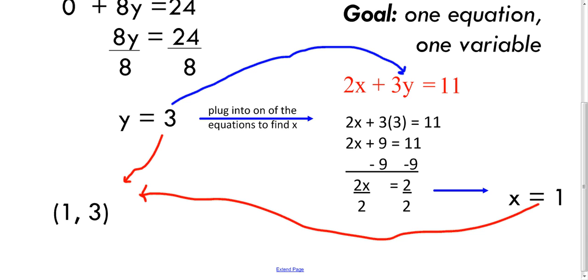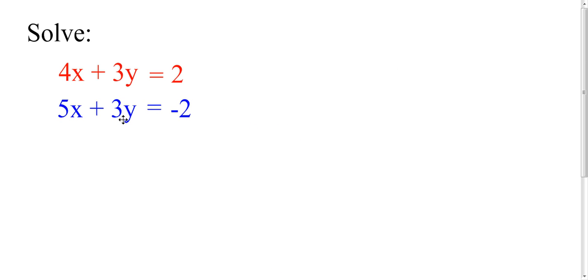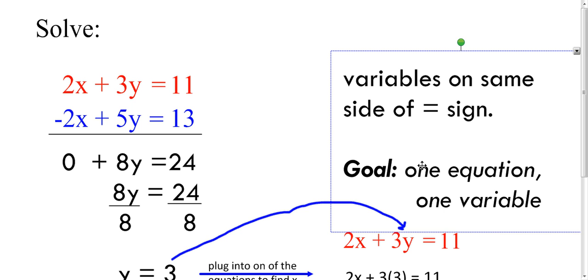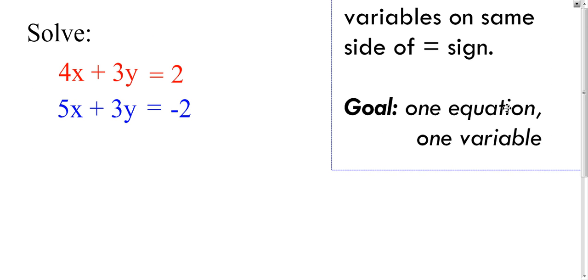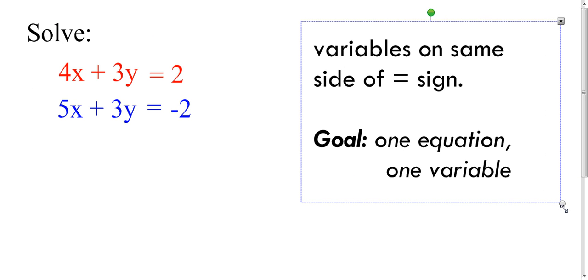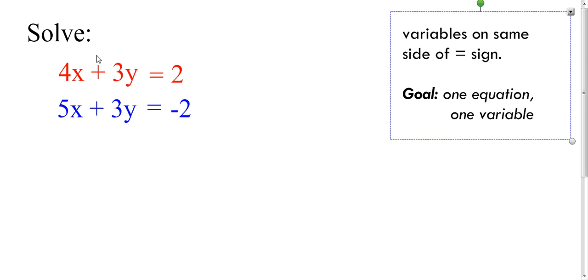Okay? Now what happens if you've got your two equations? They're looking very lovely. They look like they could even go together. Now here we have opposites now, but again, remember, back over here, our goal, let's keep this in the back of our head. Our goal is, we want variables on the same side of the equal sign. And our goal is one equation, one variable. If I add these together as is, I would have 9x's and 6y's. That's not one equation, one variable. That's one equation, two variables.